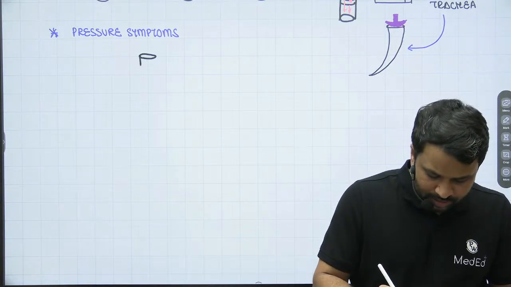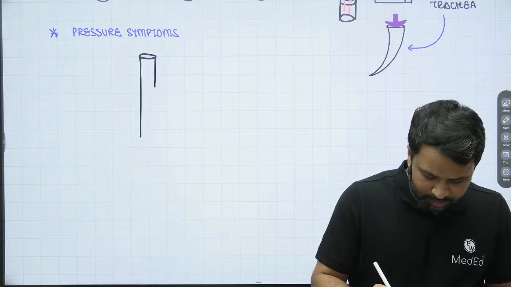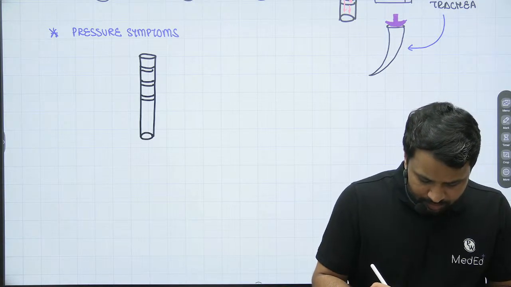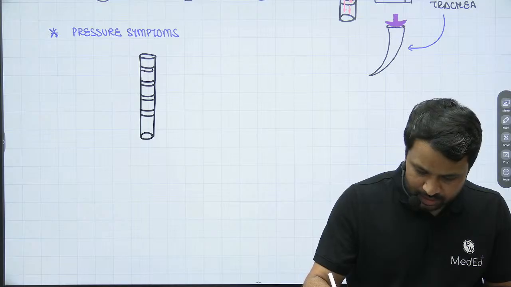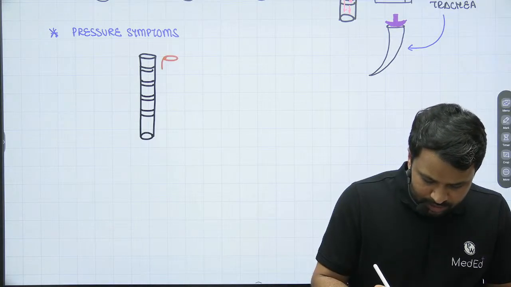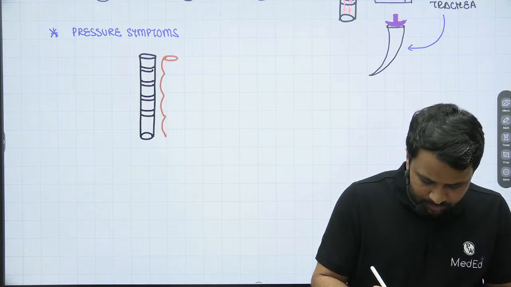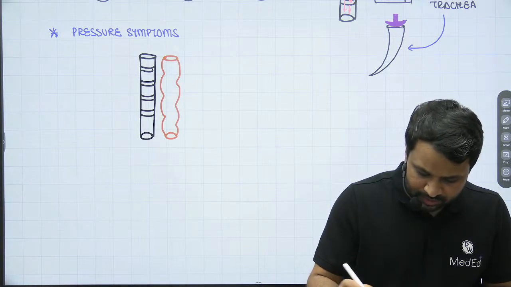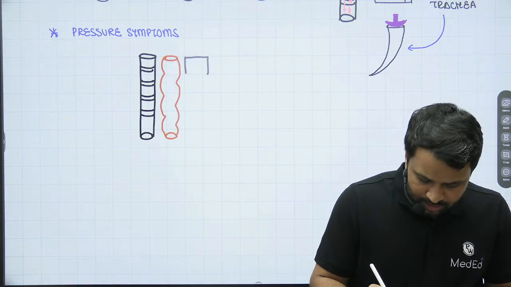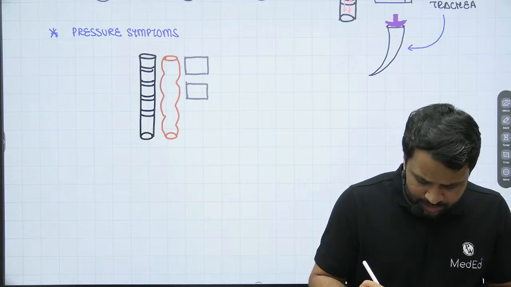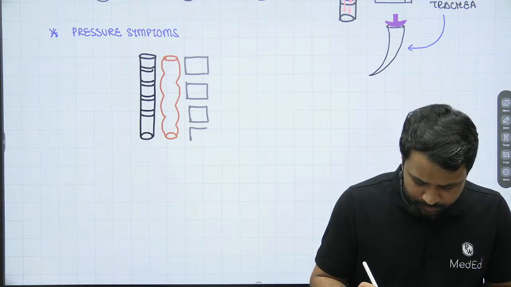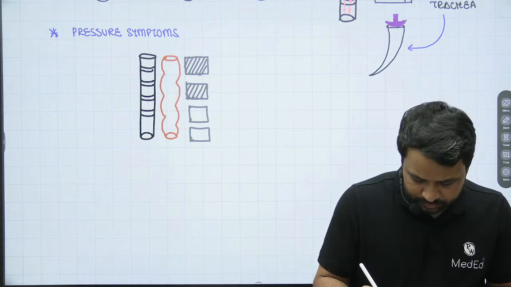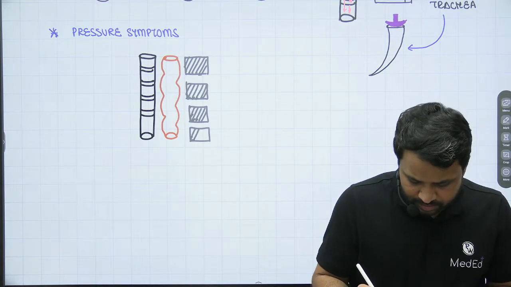To understand the pressure symptoms, you see this is the trachea that is present. These are the tracheal rings that we have. Behind the trachea, we have our esophagus. So this is the esophagus. In between them, there's a tracheoesophageal groove. Behind this, you have the vertebra. It's a bony space, it is not going to budge. So this is the vertebra that is going to be present.